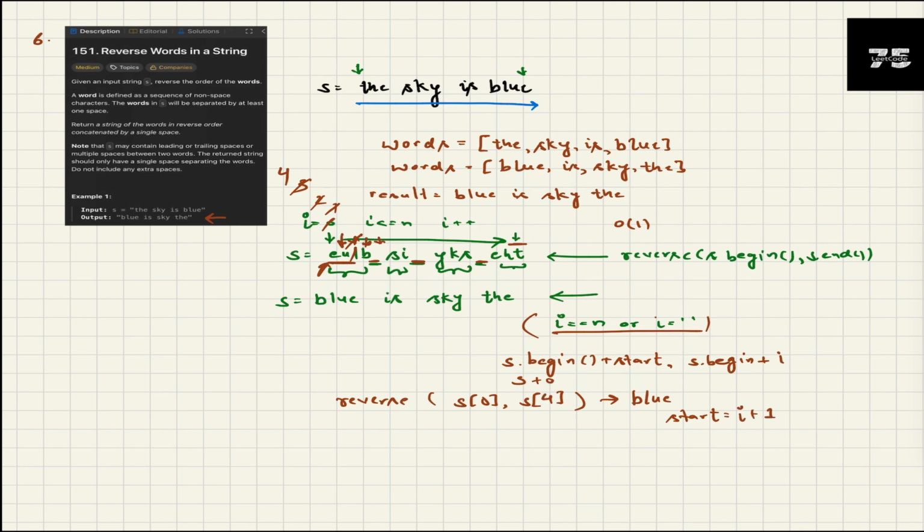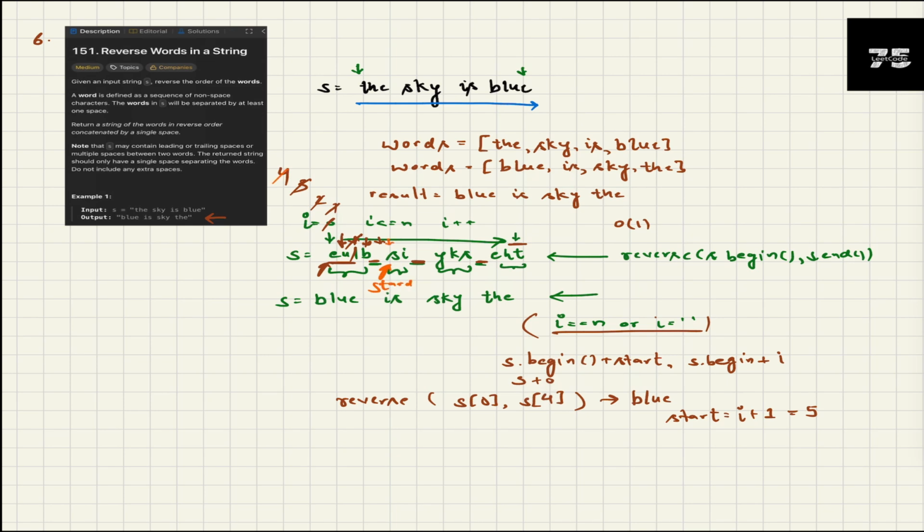I plus 1, so my I is 4. I'm going to make it point to 5. So this was 4, now my start points here. Let me denote start with some other color. Now this is my start. Then again my I will increase.